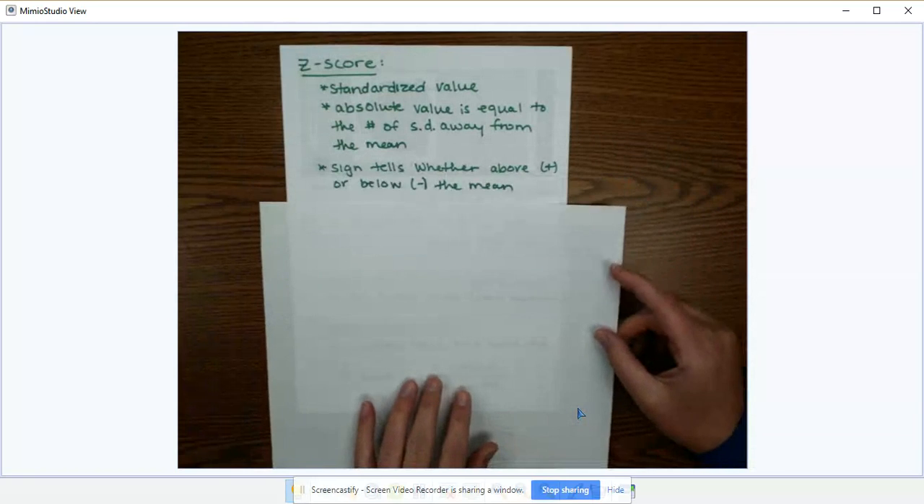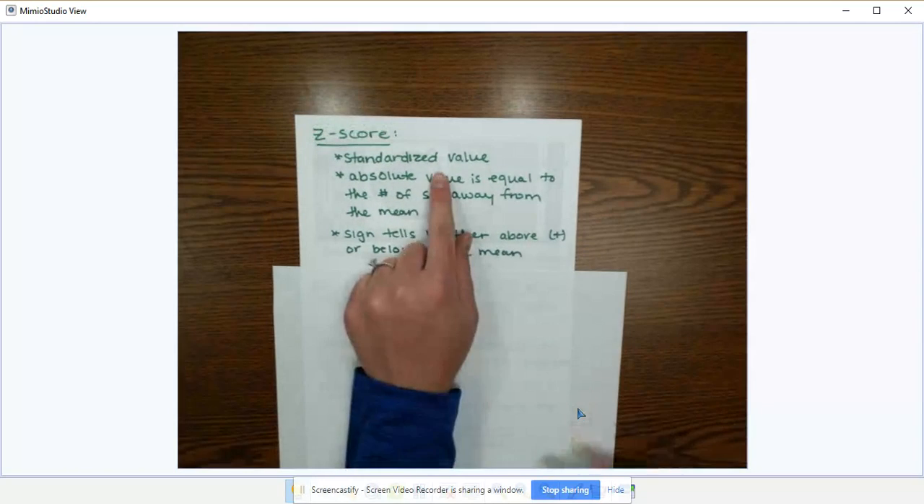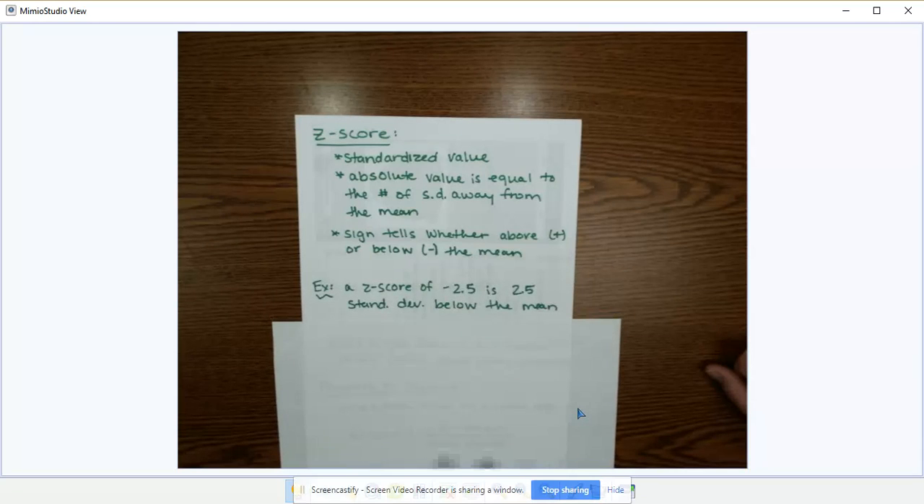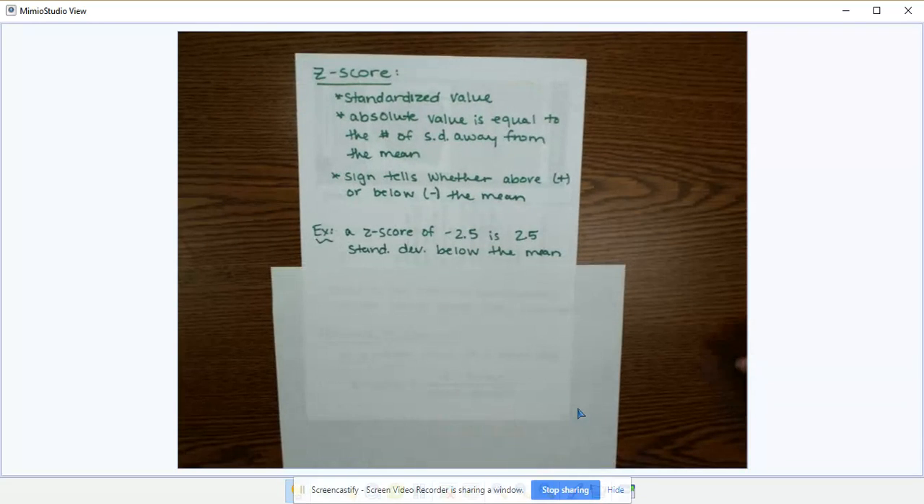So like I said, z-scores are these standardized values. The absolute value of a z-score is going to be equal to the number of standard deviations away from the mean. And then like I said earlier, also the sign is going to tell you whether you're above the mean or you're below the mean. An example, if you have a z-score of negative 2.5, the absolute value is 2.5, which tells you that you're 2.5 standard deviations below the mean.